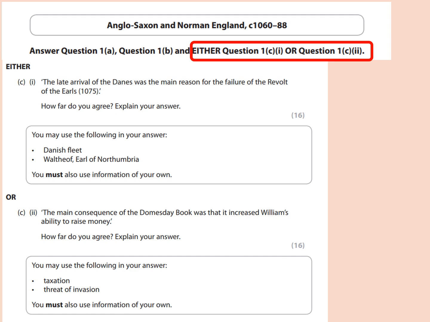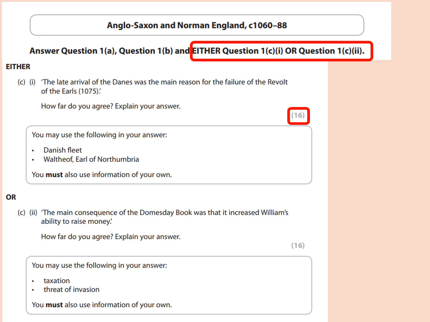What were the options that year? Question 1C1 is, the late arrival of the Danes was the main reason for the failure of the revolt of the Earls in 1075. How far do you agree? Explain your answer. Or, question 1C2, the main consequence of the Domesday Book was that it increased William's ability to raise money. How far do you agree? Explain your answer. Let's break it down.